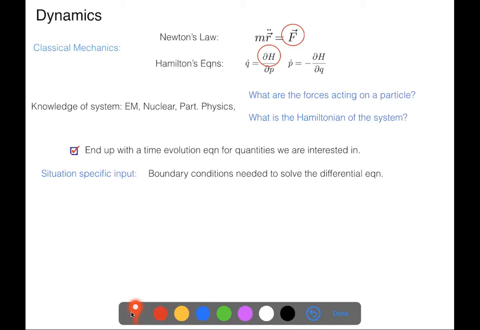Okay, but to solve these equations on top of it, you need what are called boundary conditions. You need to know, for example, the position and momentum of the particle at some initial time. And so knowing the Hamiltonian or forces is not enough. Knowing the system is not enough. You still need to know at least what happens to the system or where the system was at some initial time. Okay, that's what I would call a situation specific input, which is essentially boundary conditions.